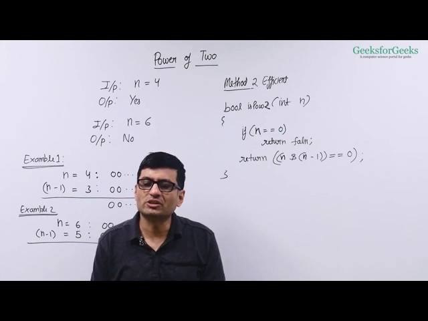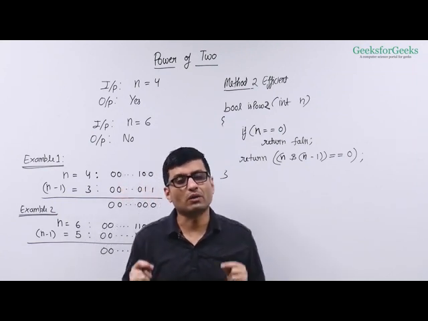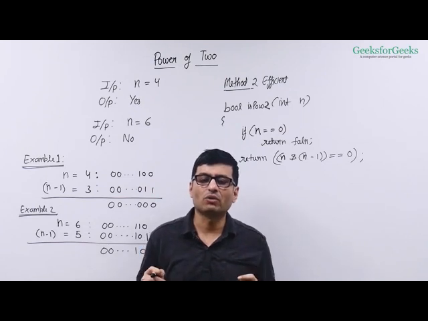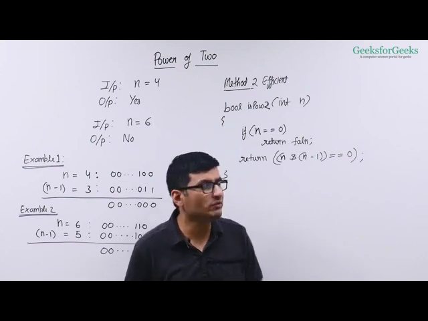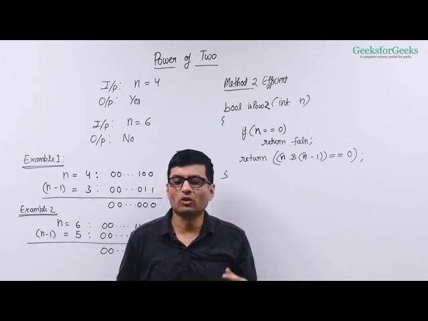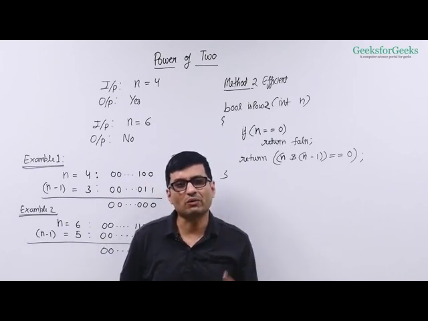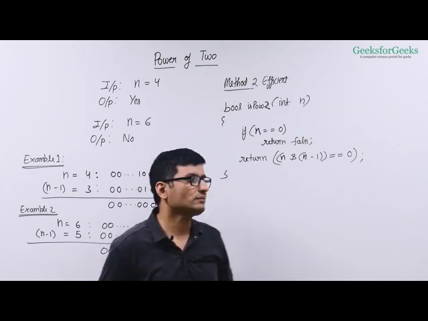The idea is again based on this fact. If a number is a power of 2, then it will have only one set bit. Otherwise, it will have more than one set bits. If you leave the case of 0. In case of 0, all the bits are 0. In all other cases, if the number is a power of 2, it will have one set bit. Otherwise, it will have more than one set bits.